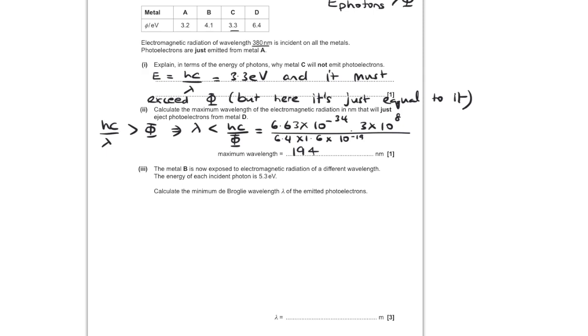For the next part, we are told that metal B is now exposed to electromagnetic radiation of a different wavelength. The energy of each incident photon is 5.3 eV, and we need to calculate the minimum de Broglie wavelength lambda of the emitted photoelectrons. Quite a cheeky question here.